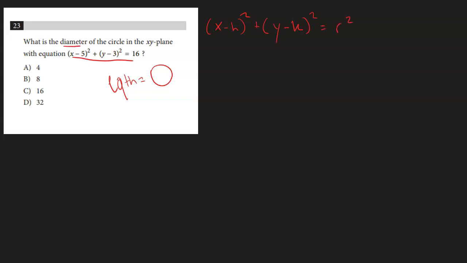So looking for the diameter. All right, so if we know this is the equation for a circle, then we know 16 equals r squared. So we can find r by taking the square root of 16, that equals 4. And we know the diameter equals 2 times r. So we know r is 4, so 2 times 4 equals 8, and that's how you solve this question.